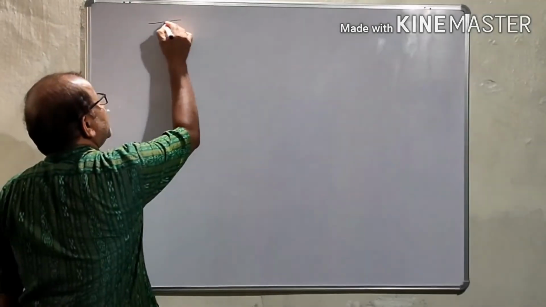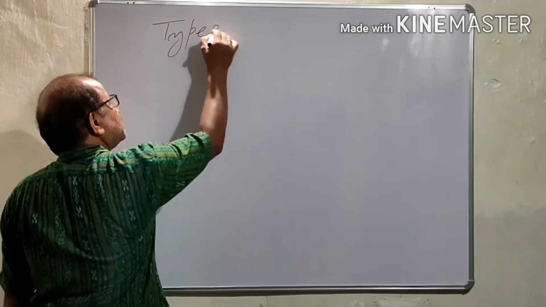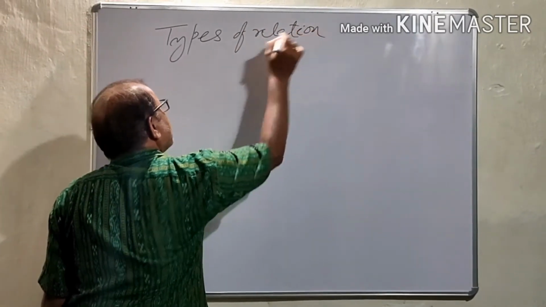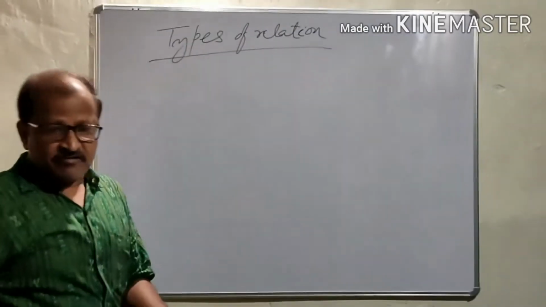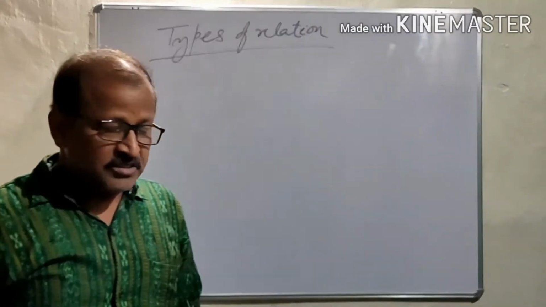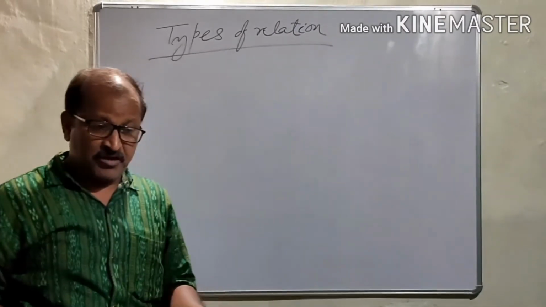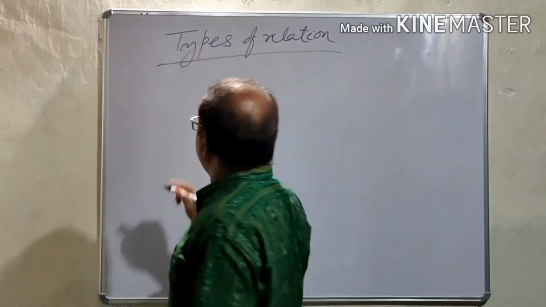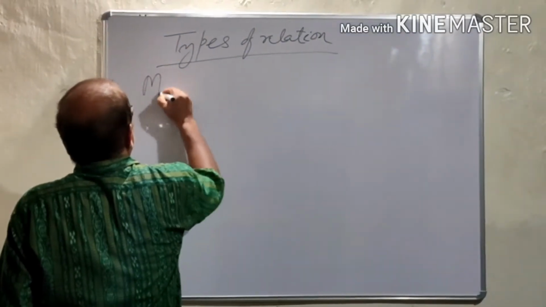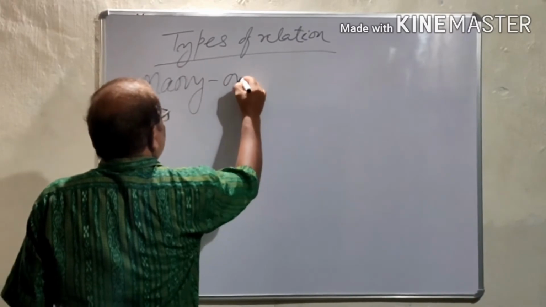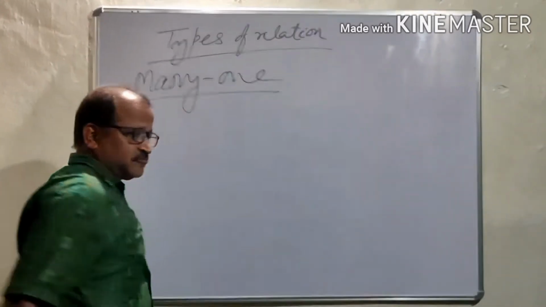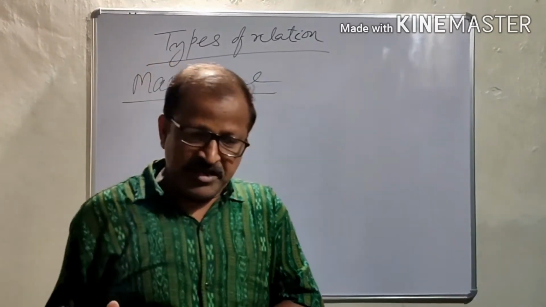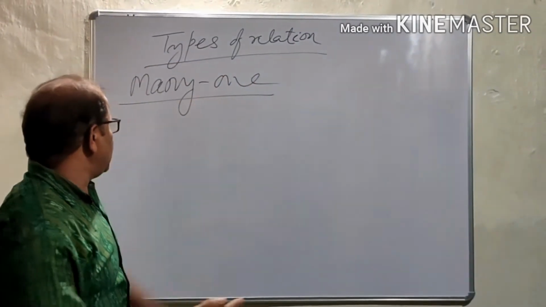Types of relation. We have already seen the relation from A to B, but there are different types. First, we'll see many-one. What does it mean? Many means more than one. Many elements. When will it be many-one?